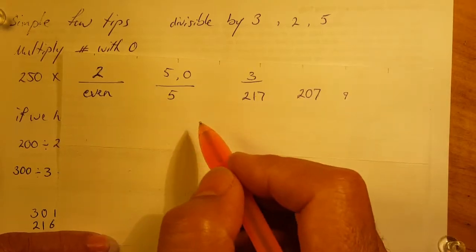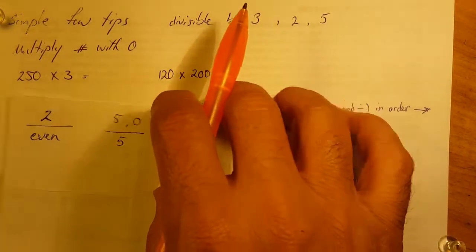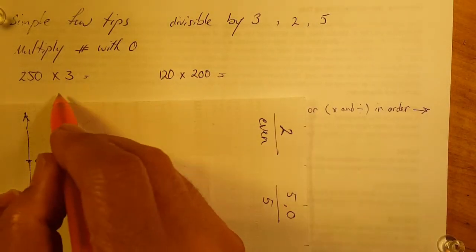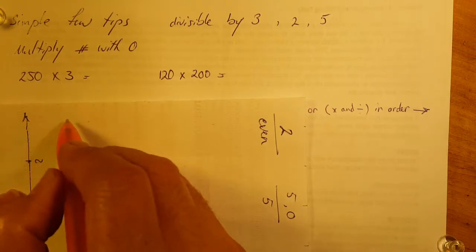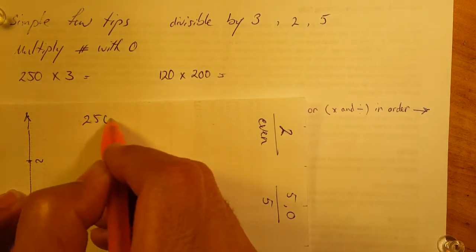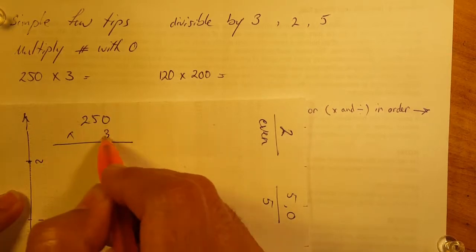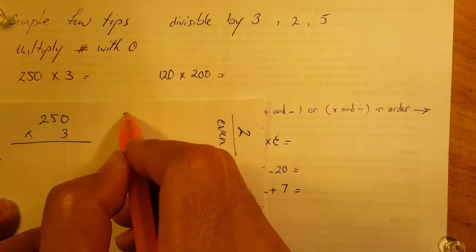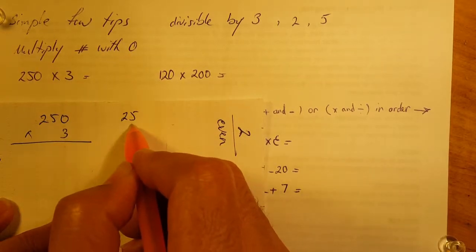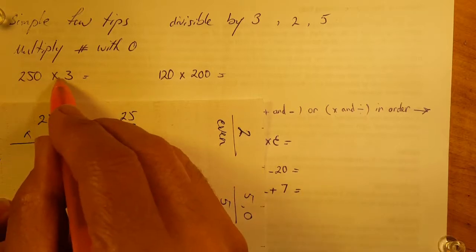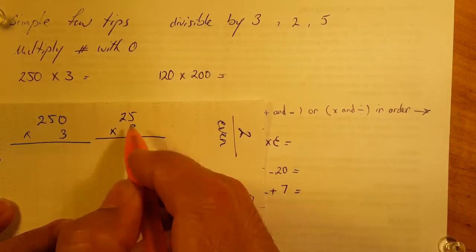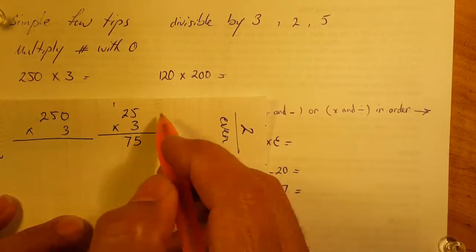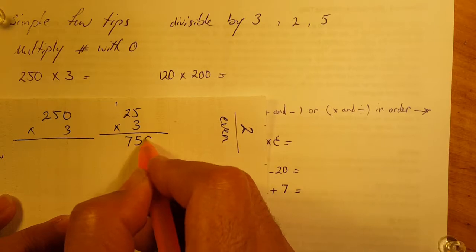The other thing is multiplying numbers that end in 0. I have some examples here. For example, 250 times 3. Instead of doing the traditional way, we can put the 0 aside and do the multiplication: 25 times 3. 3 times 5 is 15, 3 times 2 is 6, so 75, and then add the 0 at the end later on.